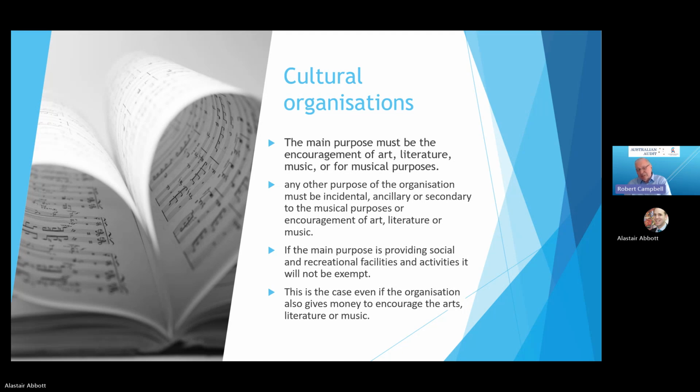But here we have the third dot point there. If the main purpose is providing social and recreational facilities and activities, it will not be exempt. Draw a big circle around that particular point, because the ATO does not like people having fun. If the activity is social and recreational, then it's a big cross for income tax assessment purposes. If that becomes the main purpose, you won't be able to self-assess as an income tax exempt organisation.